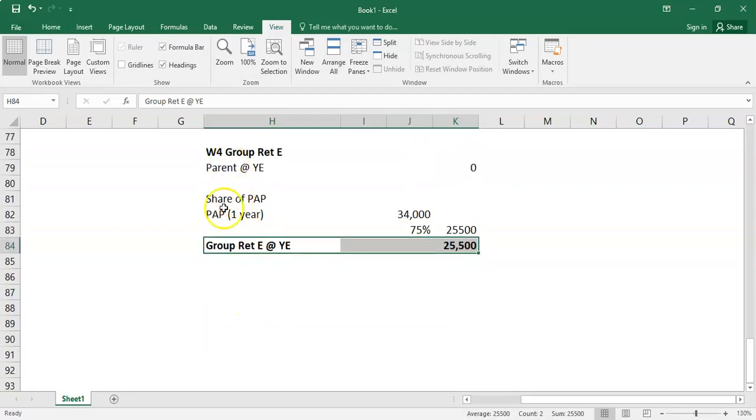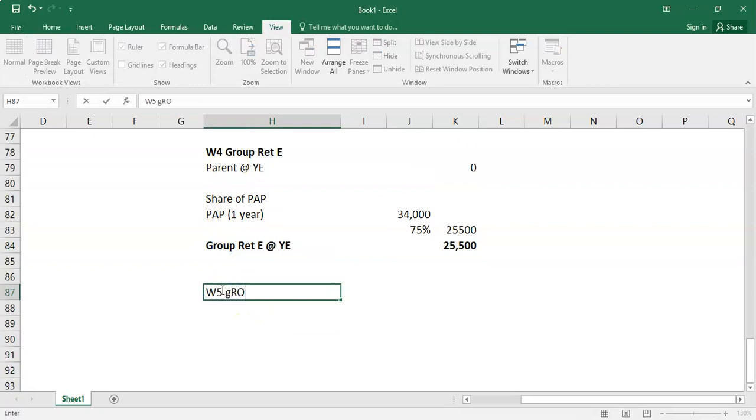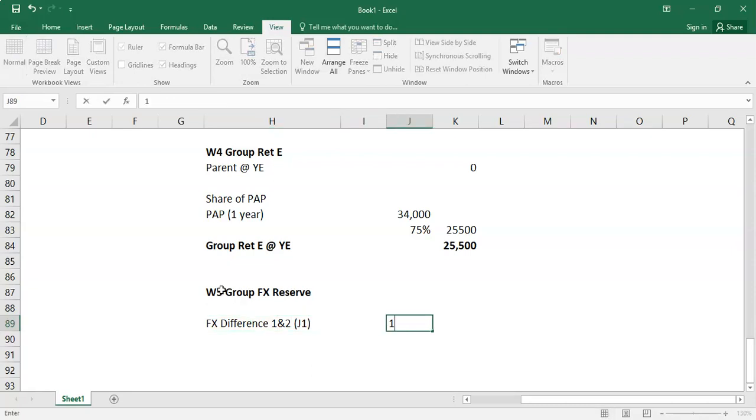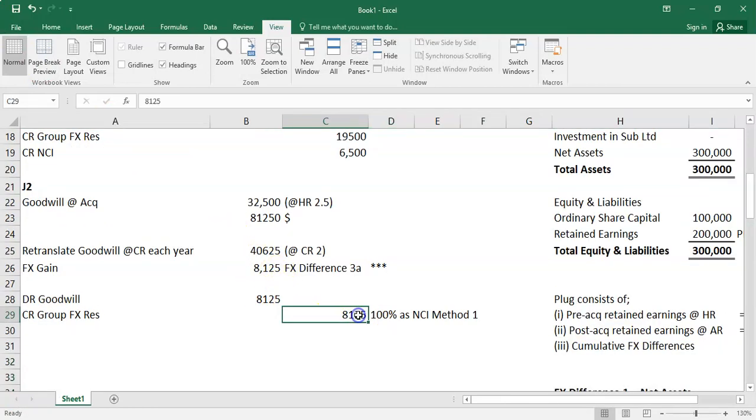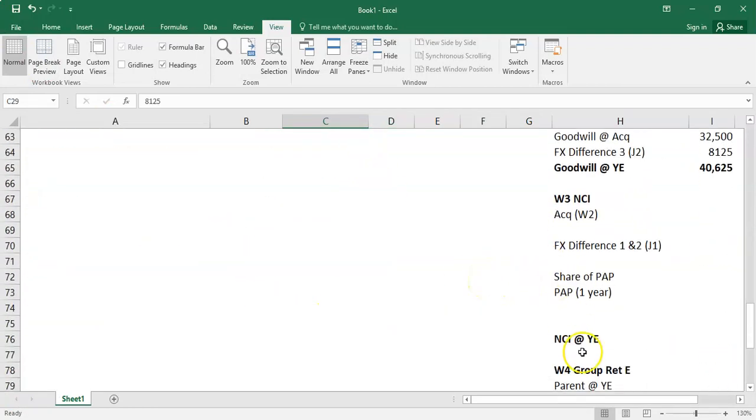And the last line you will have is working 5, group FX reserve, which is its own line item in the equity section. Right? And we have now their FX difference 1 and 2. That's coming from journal 1. We said there that's going to be 19.5. And we said FX difference 3 from journal 2 was 8125. So let's have a look up here just to double check that. Yeah, 8125 credit and a credit. Both of them are increasing the reserve.